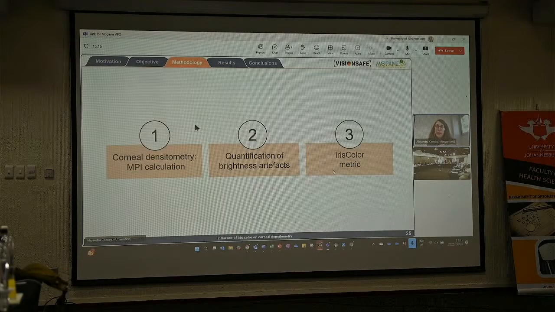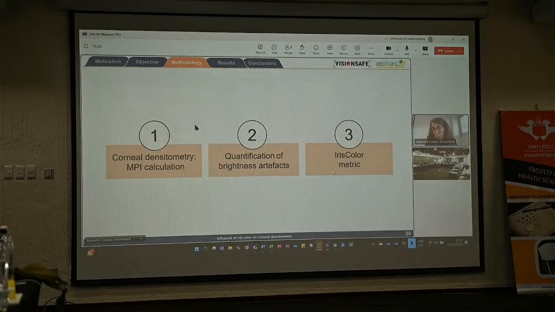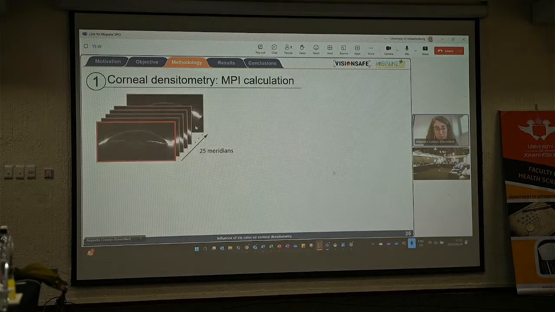Okay, so now our methodology has three big parts, three steps. First, the assessment of corneal densitometry. Second, the quantification of those brightness artifacts coming specifically from the iris. And the third part, presenting the iris color metric, so assessing exactly what the color of a given eye, of a given iris, is.